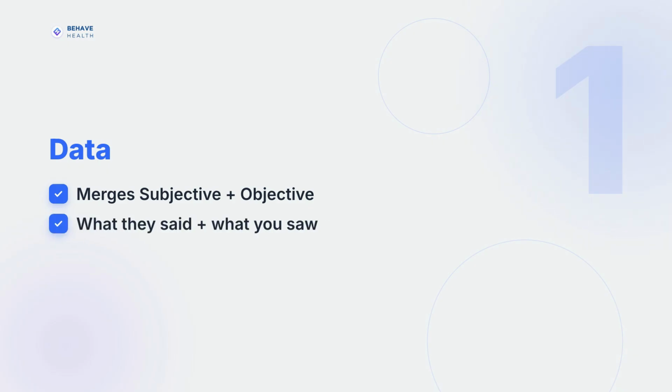Section 1. Data. DAP merges what the client reports and what you observed into one combined data section. Their own words and symptoms, plus your observations, affect, behavior, and anything they brought in. Folding subjective and objective together is what makes DAP a streamlined, less redundant alternative to SOAP.